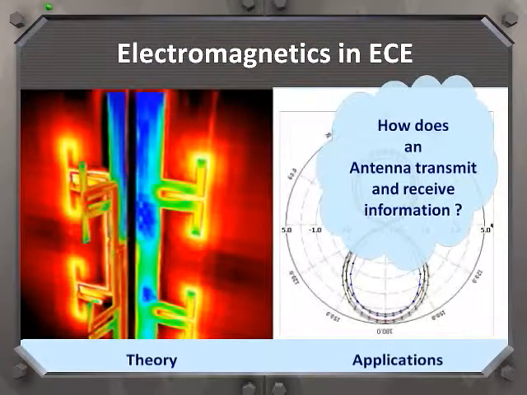Electromagnetics is a term used to describe all aspects of antenna design and use. Theoretical questions center on how an antenna receives and transmits information. These questions can be answered through mathematical and computer modeling. The 2 graphics show computer simulations of antennas sending information.